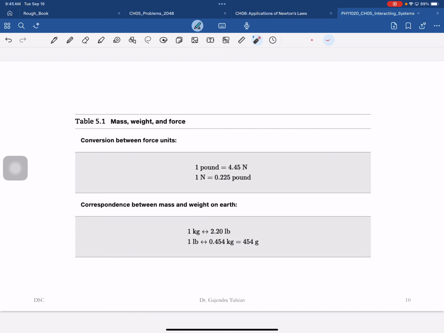So by the way, we use these various units. 1 pound is 4.5 newtons. Newtons is the SI unit for weight, for forces. And here's a mass to weight equivalent. So let's say you go to Europe, you'll express your weight, your mass, in kilograms. So 1 kilogram is 2.2 pounds.